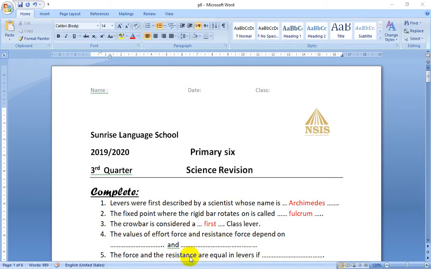So the crowbar is considered a first class lever where the fulcrum is in the middle between the resistance and effort force. Number 4, the values of effort force and resistance force depend on effort arm and resistance arm, from the law of levers.